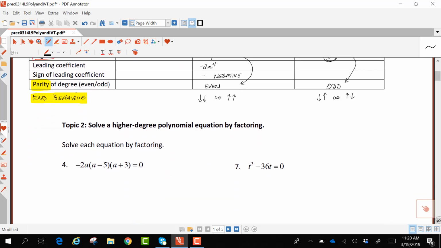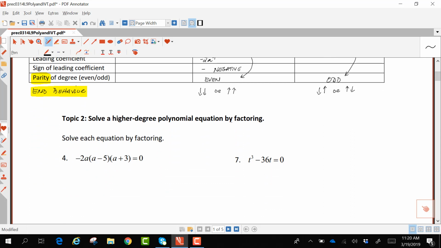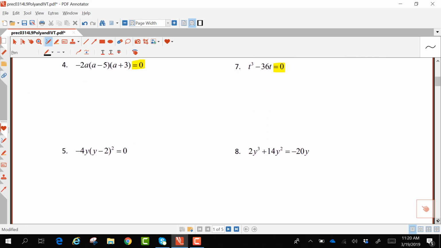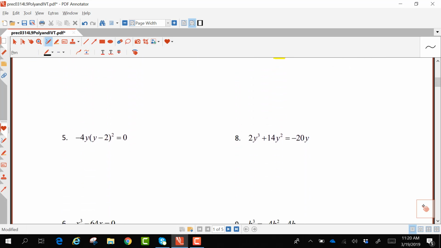We are now asked to solve by factoring. In order to do this, our equation must be equal to 0. So be sure that every equation is equal to 0 before you try to solve by factoring. Number 8 does not equal 0, so we need to change it so that it equals 0.